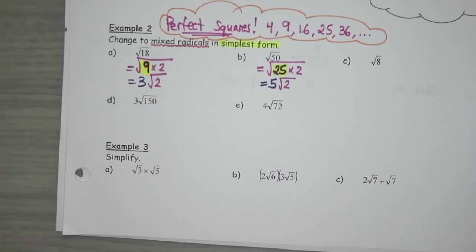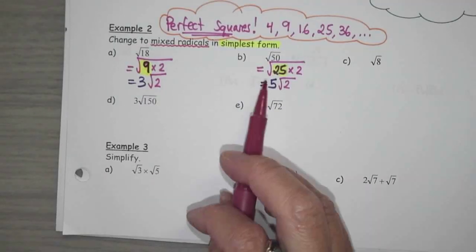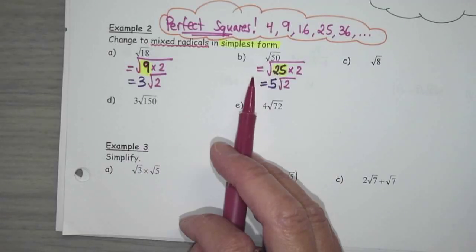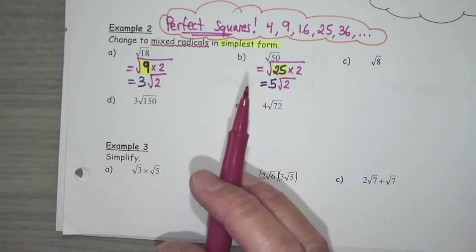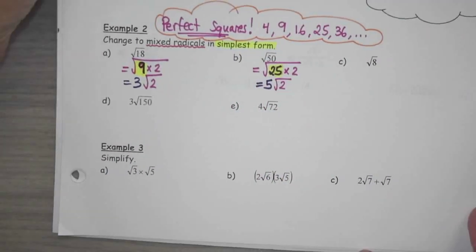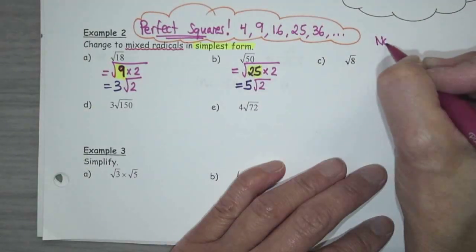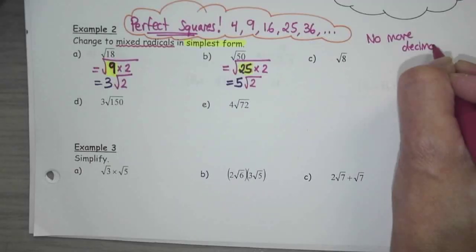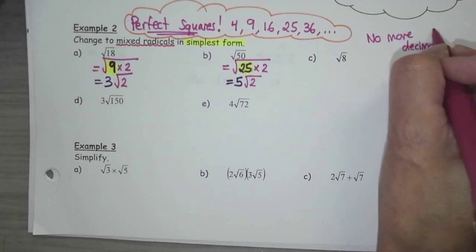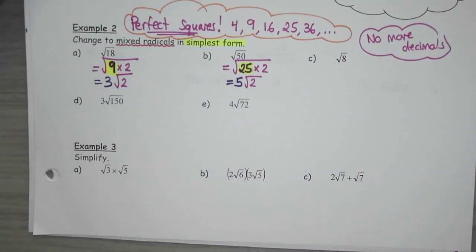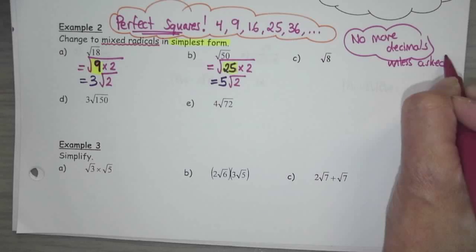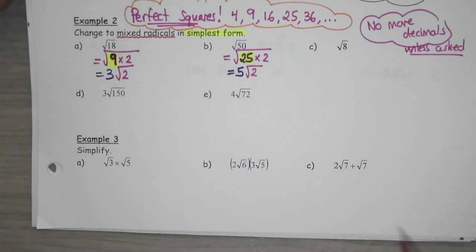So from now on, whenever you get a radical, which is a square root at this point, I never want you to go to decimals anymore. So no more decimals. Okay? Unless the question asks for a decimal. So unless asked.